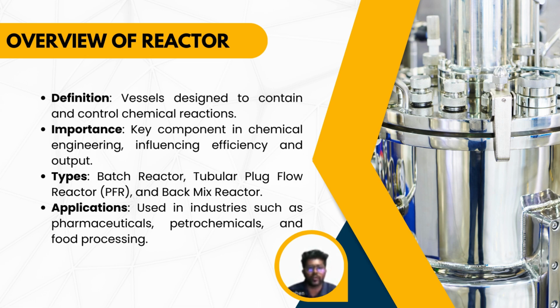Hello everyone, today we are going to explore different types of reactors used in chemical engineering. Reactors are vessels designed to contain and control chemical reactions, and they are the key components in chemical engineering, influencing both the efficiency and output of the chemical process. There are three main types of reactors: batch reactor, plug flow reactor (PFR), and back mix reactor. These reactors are used in various industries, including pharmaceuticals, petrochemicals, and food processing.